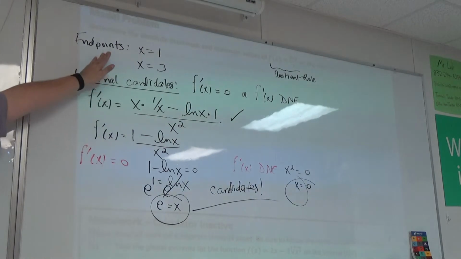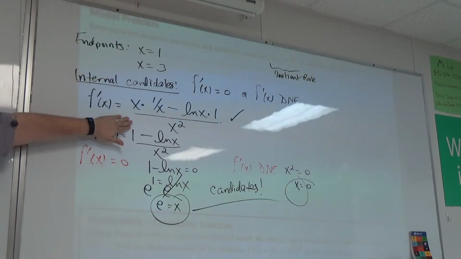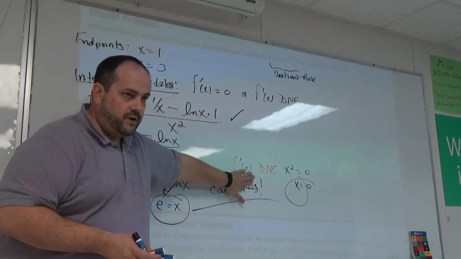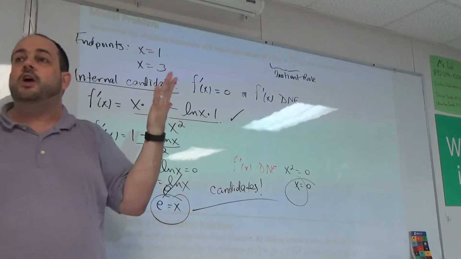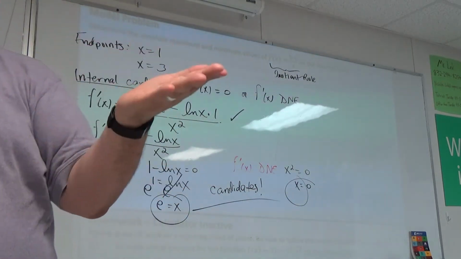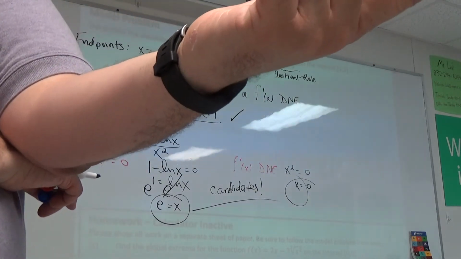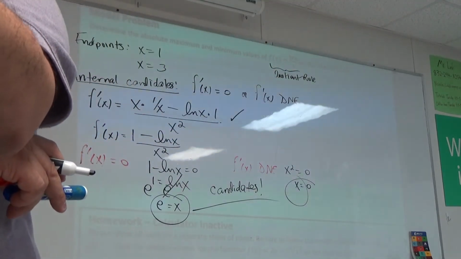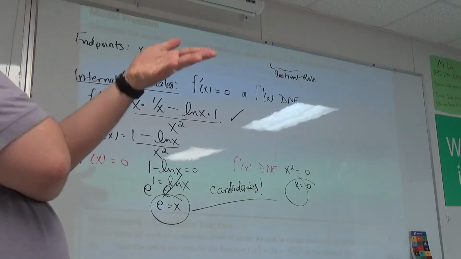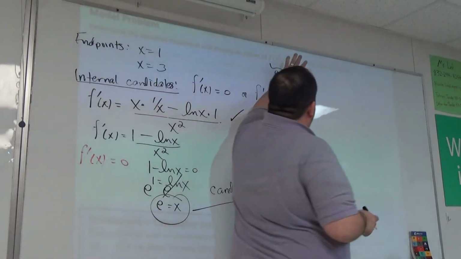Before we go anywhere else, we're good with the endpoints? Endpoints are easy. Finding the derivative was okay? Yep. Setting it equal to 0, figuring out undefined. Good. So the only thing left is to figure out which one gets you the biggest y value and which one gets you the lowest y value. So how are we going to figure that out? You're going to plug in to the original one.